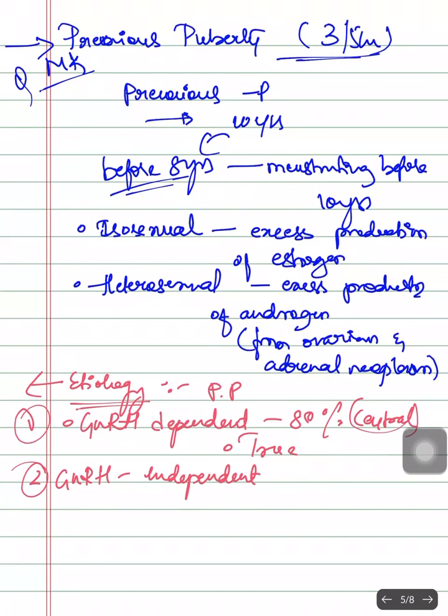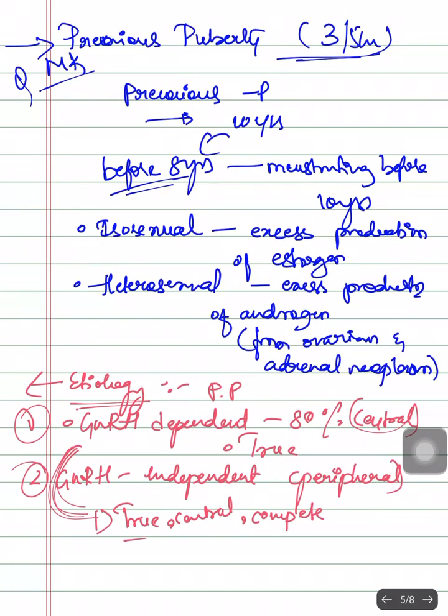Okay, so GnRH dependent is central, and GnRH independent is a peripheral cause. GnRH dependent is also known as true central isosexual. So GnRH dependent is isosexual, and GnRH independent is heterosexual. Okay, in that, firstly we will see constitutional.